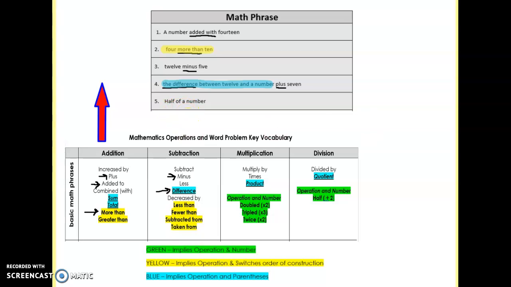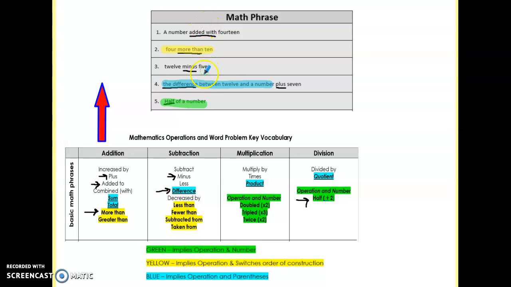Number 5, half of a number. So again, if I look at my keyword chart, here's the word half. It is green. Oh, sorry, I meant to actually underline half in my problem. That's part of it. And then we're highlighting green because it is an implied operation of division, but it also means that I need to divide by 2.